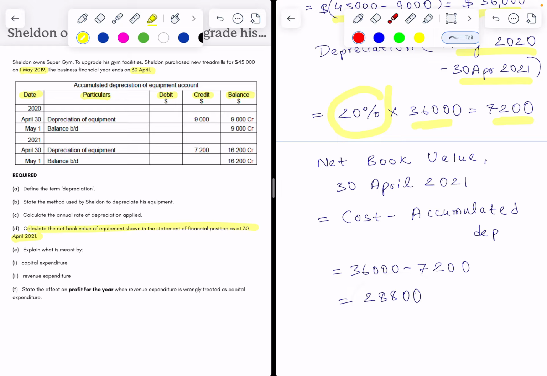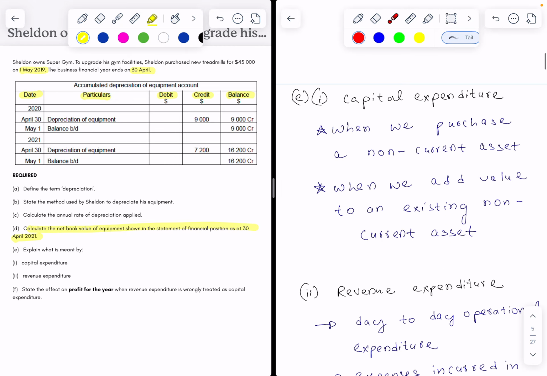Okay, so now let's move to Part E. Explain what is meant by capital expenditure and revenue expenditure. So capital expenditure, as the name suggests, capital simply refers to the purchase of a non-current asset and then adding value to an existing non-current asset. So capital expenditure here is seen as kind of additional capital contribution to help the business become more efficient in what it is doing already.